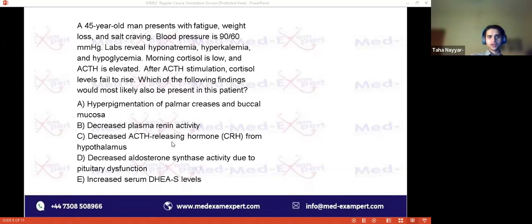Decreased plasma renin activity. Why are you saying decreased plasma renin activity? Because this patient has hyperkalemia, I assume that's why. But they've clearly said that this patient has high levels of ACTH, meaning that there is primary deficiency of these hormones. That's why ACTH levels are high, because we don't have that feedback inhibition.